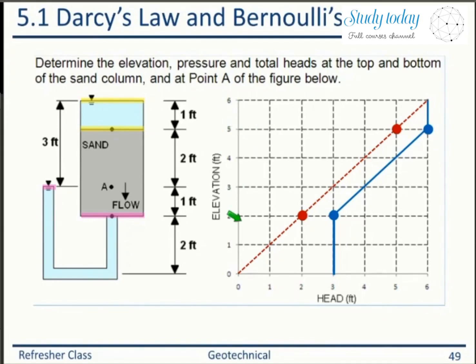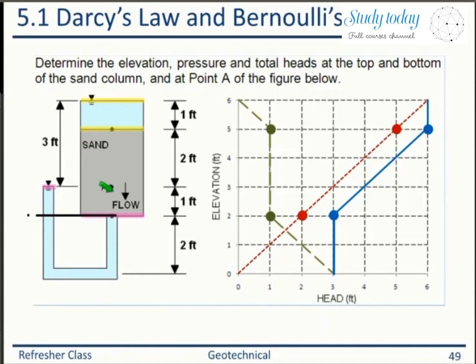When your elevation is 2, what is the pressure head? Pressure head is 1 or 3? When your elevation is 2, what is the pressure head? Pressure head is 1, right? Because if you draw a pink line here, from here to here is 1. So these are your points. If you draw, you will get this one. So this is how you will know the graph.